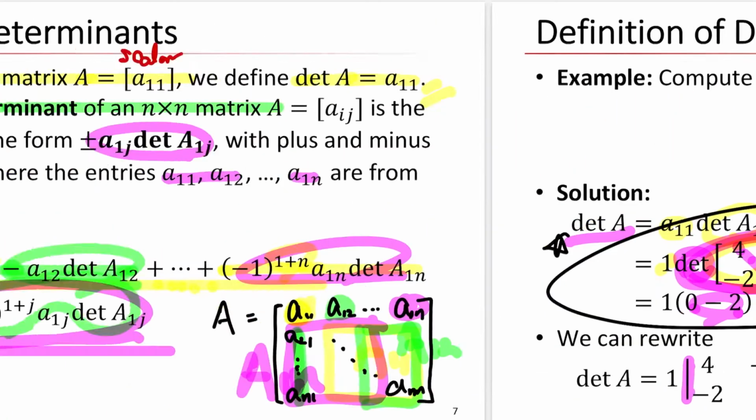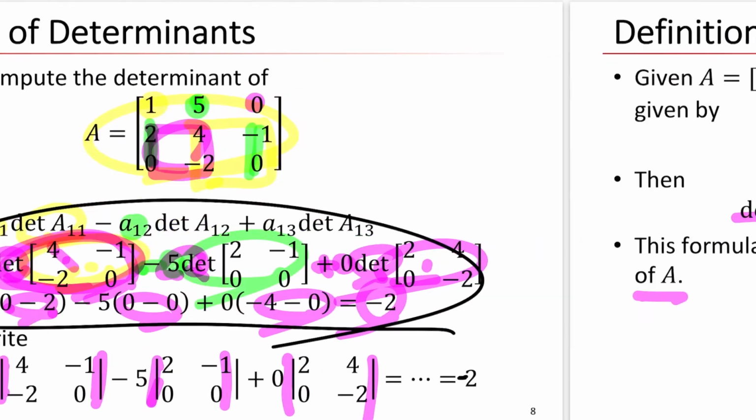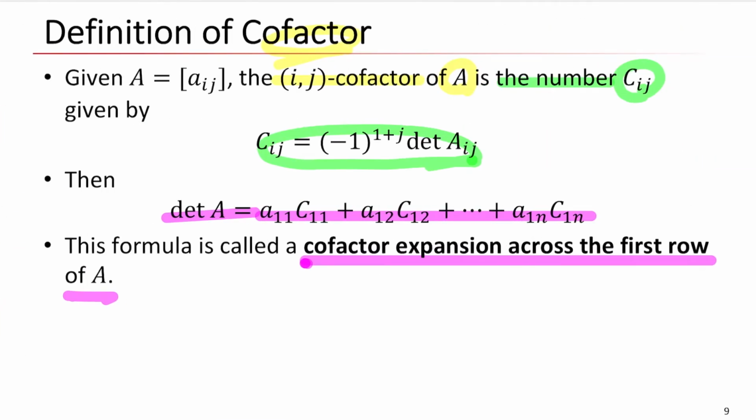From this concept, from this cofactor, we can not only use the first row but also use another row to compute the determinant. Why are these operations useful compared to only using the first row? Let's see the reason.